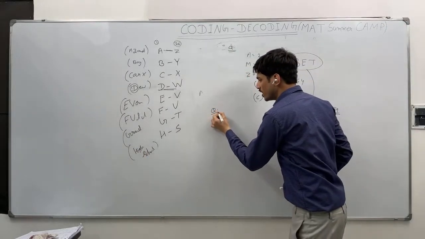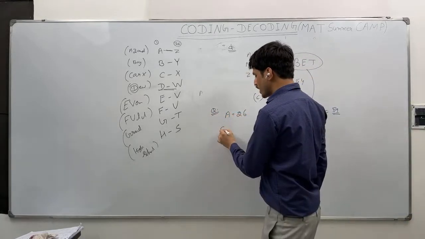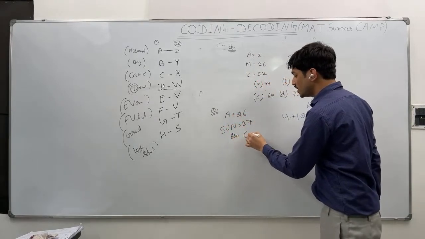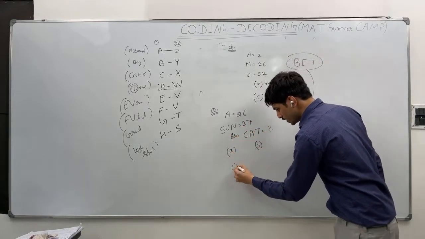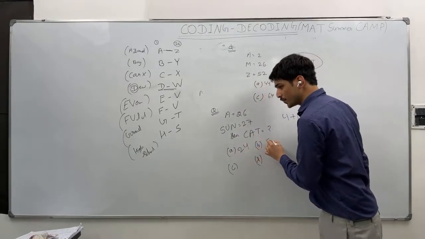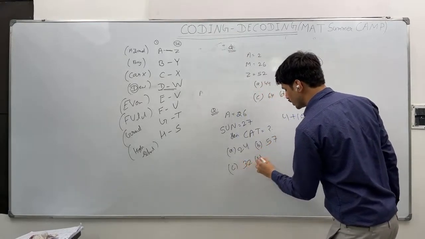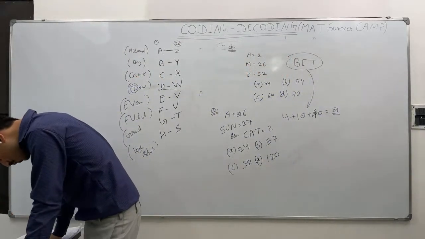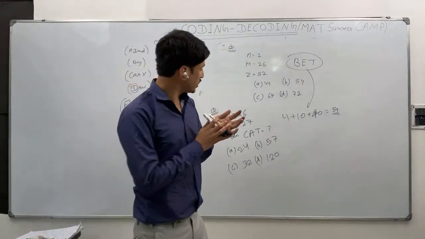Next question we have. This time they are giving A equal to 26. Next they have SUN, that is equal to 27. Then they are asking what CAT is equal to. I'll give you 4 options: A is 24, B is 57, C is 32, and D is 120. Try to solve this question. Harish, Balaraksan, 57. How you got it?